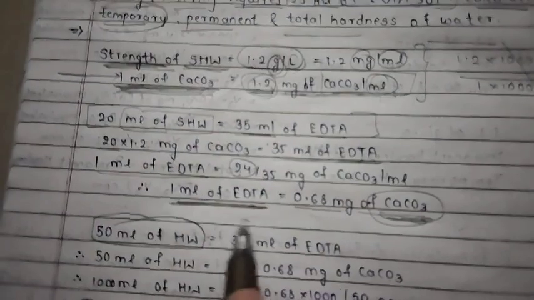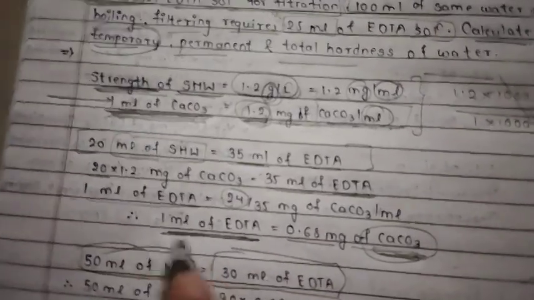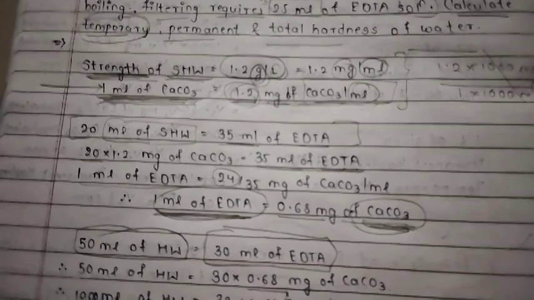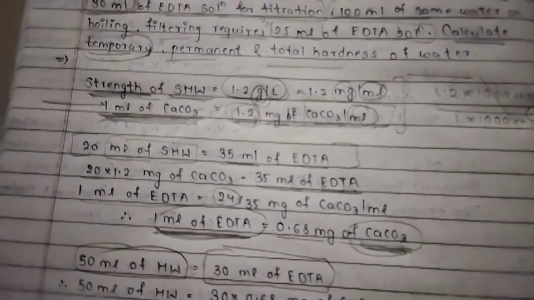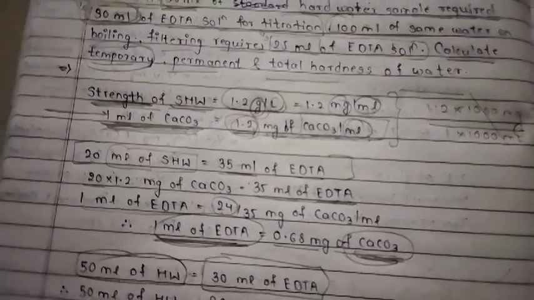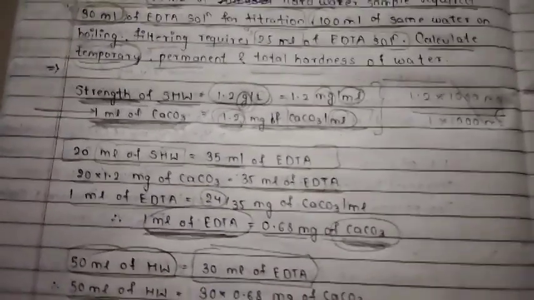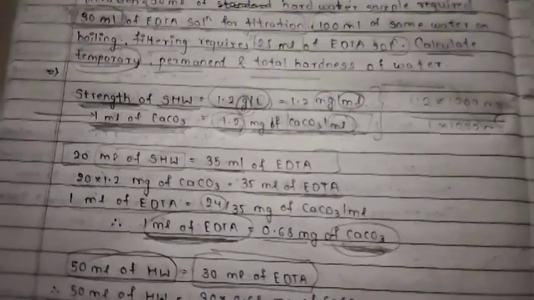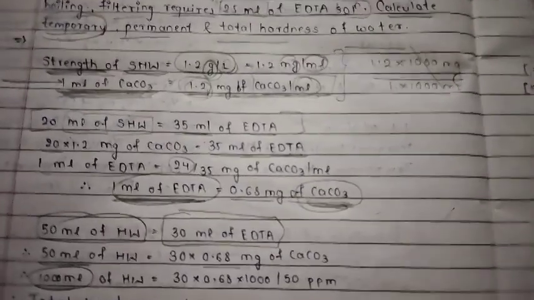So in the question it is given that 50 ml of hard water solution requires 30 ml of EDTA. Above we have calculated that 1 ml of EDTA requires 0.68 mg of CaCO3, so we will simply multiply 30 into 0.68. Now guys, we have to find it for 1 liter of hard water, not for 50 ml. We have to calculate it for 1 liter, or you can say 1000 ml. So for 1000 ml, what will we do?